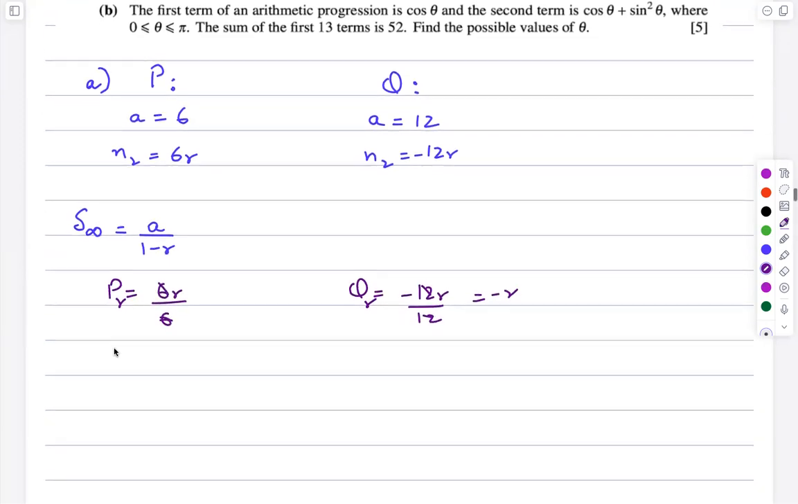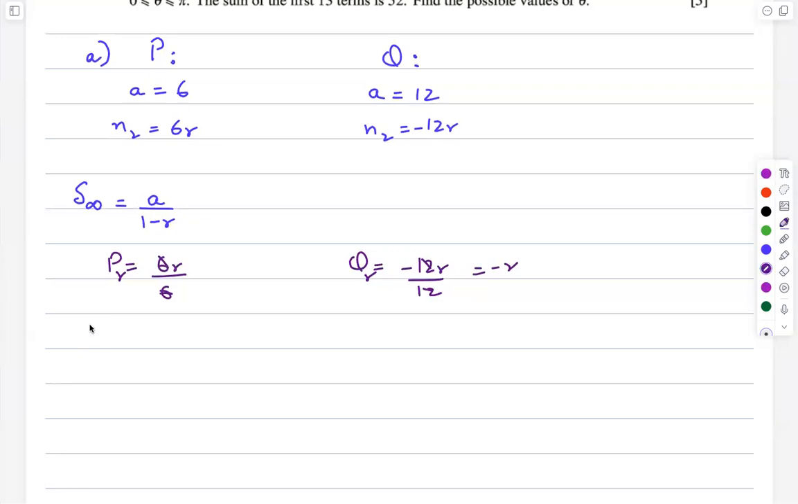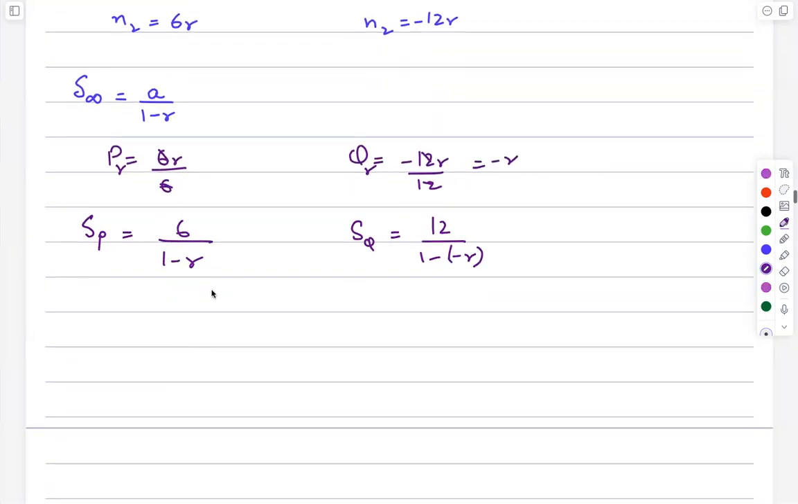Now for forming formulas for sum to infinity, the sum to infinity of P will be 6 divided by 1 minus the common ratio, which is r, and the sum to infinity for Q will be 12 divided by 1 minus the common ratio, in this case minus r. Now, as they have the same sum to infinity, we can write the equation as 6 upon 1 minus r equals 12 upon 1 plus r.